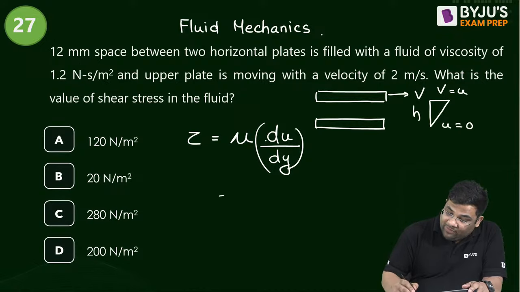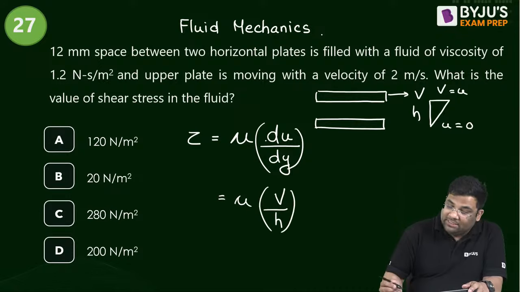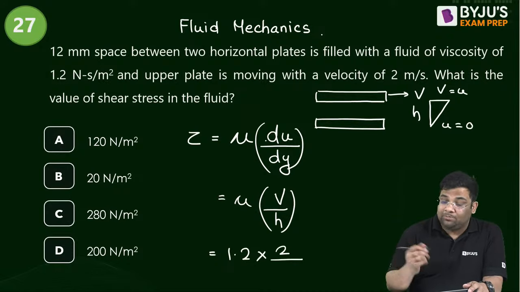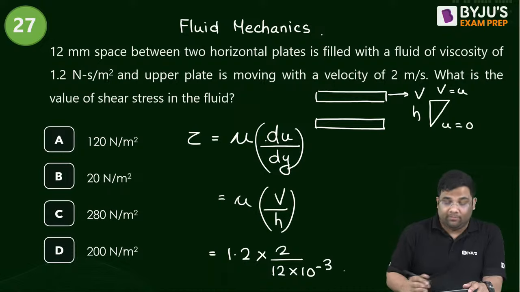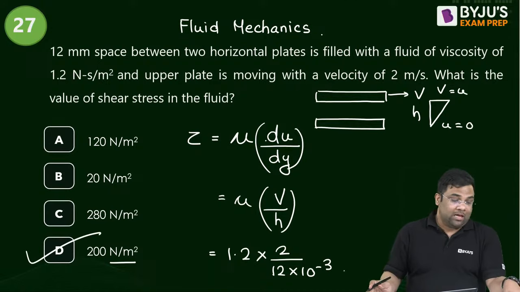So, du by dy will become how much? It will become V by H, right? Change in velocity by change in distance. Mu is given as 1.2. The velocity difference is given as 2 meter. And the gap, H, is given as 12 mm, but I'll convert it into 12 into 10 to the power minus 3, because this is asked in Newton per meter square. So everything I'm converting into Newton and meter. So the answer is 200. Again, direct formula. Next question.